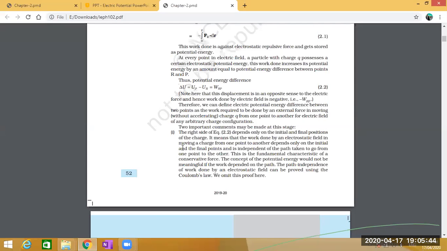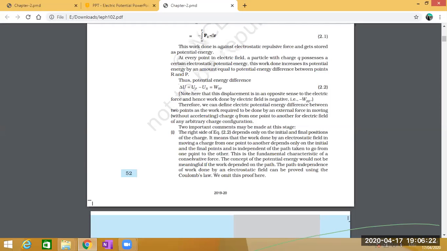One point more that you have to remember. Therefore, we can define electric potential difference between 2 points as work required to be done by an external force in moving charge q from one point to another point without accelerating. Here, the word is very important. I say you not only without accelerating, but slowly. So while you are moving the object very slowly, acceleration automatically becomes zero.